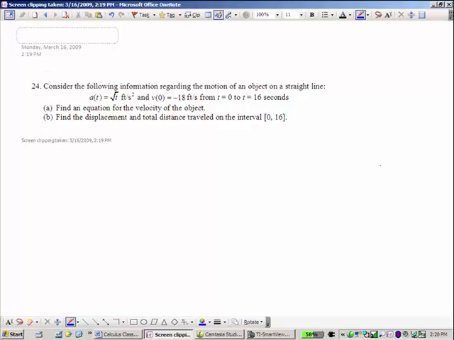Does A stand for acceleration? Yes. Okay, I just want to be clear. And V is velocity. Yes.